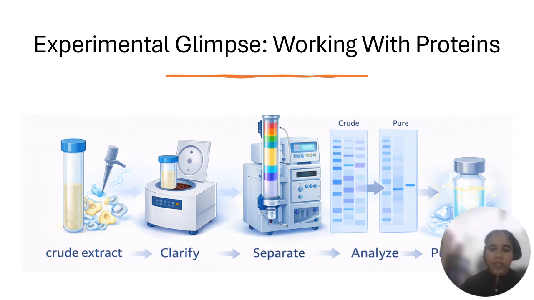Then come the separation techniques. Techniques like chromatography help to separate proteins based on properties like size, charge, or binding ability. This step gradually enriches the protein we want. After that, we analyze the sample. You use methods like electrophoresis or spectroscopy and check the purity and activity. Finally, we obtain a pure protein, which is ready for detailed study, structural analysis, or even therapeutic use.